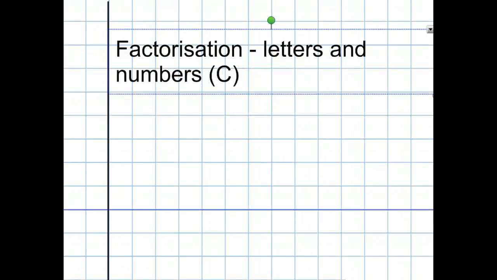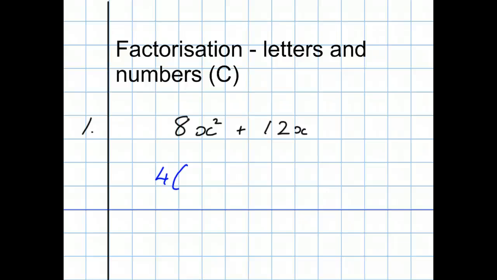Now, factorisation involving letters and numbers. Here we go, let's look at this one here. 8x squared plus 12x. First, we identify the number as a common factor. 4 is the highest common factor. It always has to be the highest common factor. I probably didn't mention that earlier. What letter appears in both? Well, the letter x appears in both.